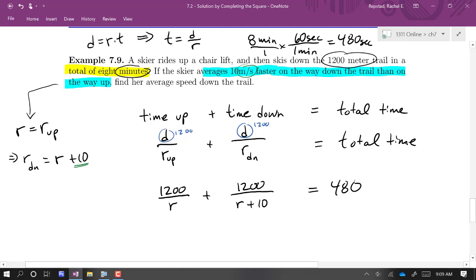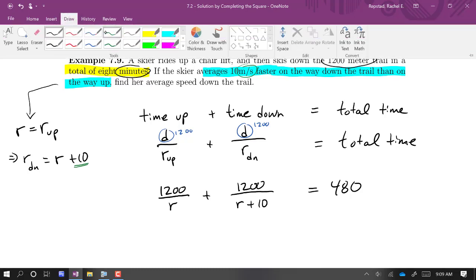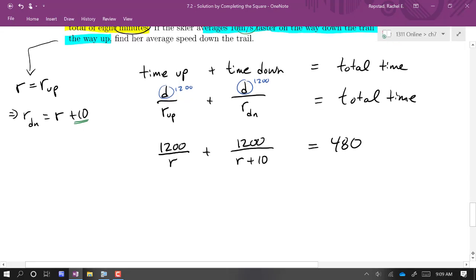So now here's an equation that models this problem. It's an equation with fractions. We know how to solve those. We're going to identify the LCD and then multiply both sides by that LCD. The LCD is pretty easy to recognize as being r times r plus 10, right? We need both of those factors to get everything to cancel. So let's multiply.